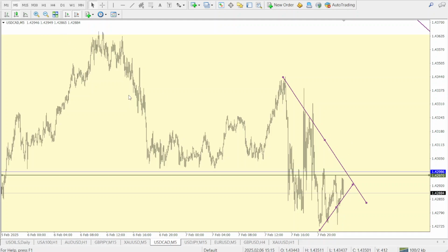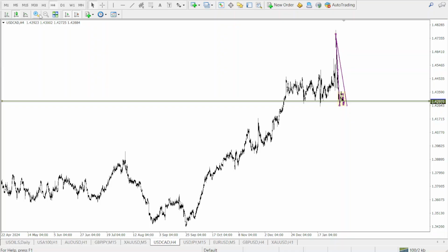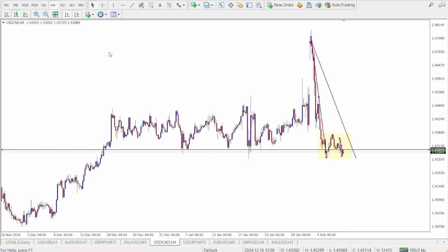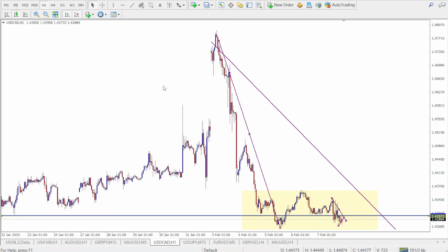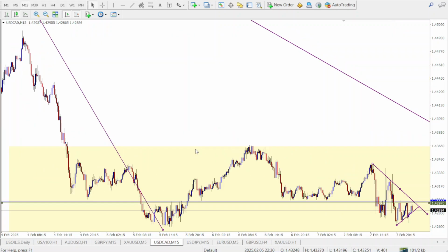Then if you are a day trader or an intraday trader, you can use the 4-hour chart for your higher time frame to spot the trend direction. All right, then you can use the 1-hour chart for your trading time frame to find trade setups. Then your entry time frame could be the 15-minute chart to get precise entries.